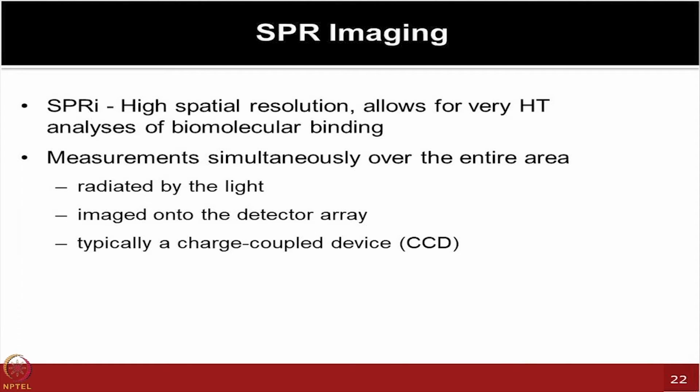Can we image the whole chip rather than exciting it at a specific angle only, which is what you use in the SPR case? So, you are radiating with light and imaging the detected arrays. You are using some sort of CCD devices which are not so costly, and this particular platform showed potential to combine with the microarray-based technologies, because anything which you can do in a high throughput way for the whole chip is very much compatible with the microarrays.